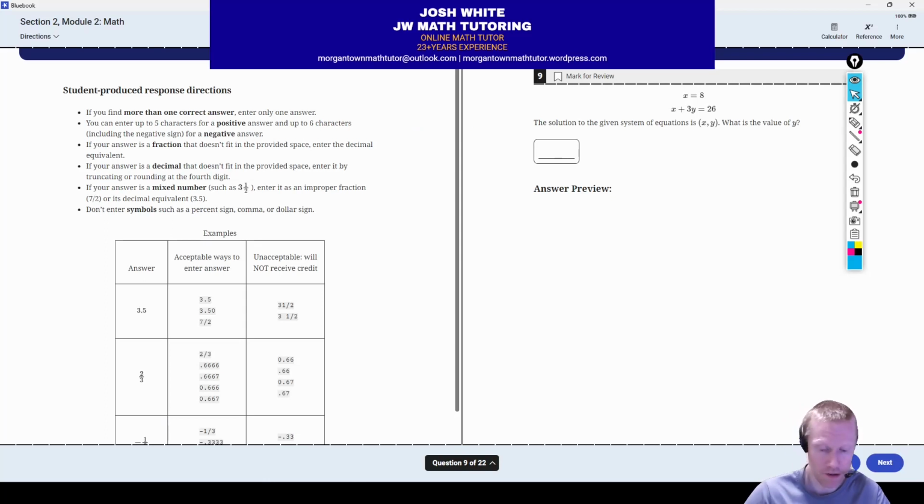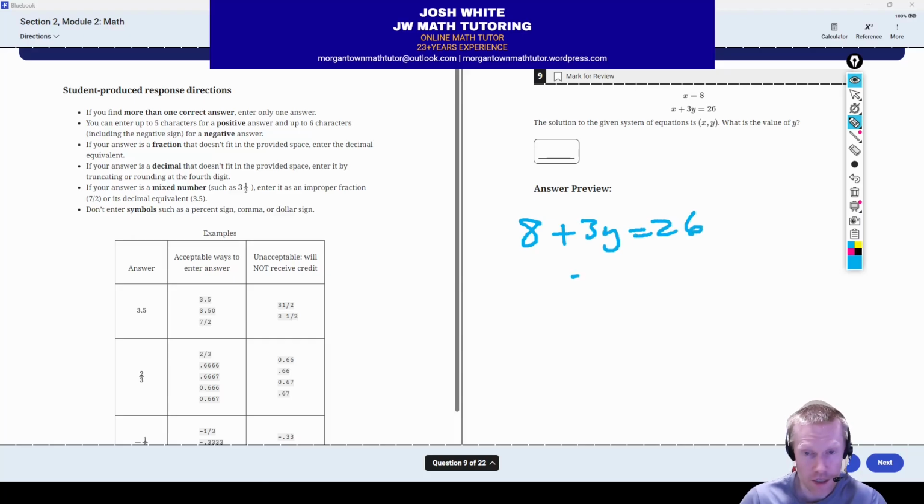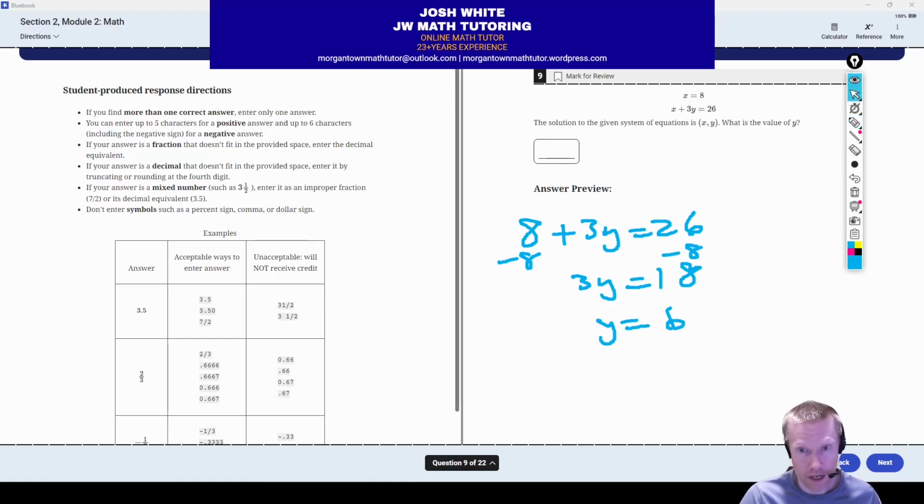Next up, we have a system of equations, and they want to know what the value of y is. So if you're just going to go ahead and solve this by hand, you can just plug in 8 for x in the second equation, and then you can solve that. Subtract 8 on both sides, divide by 3. You're going to get 6 for y, which is the correct answer.